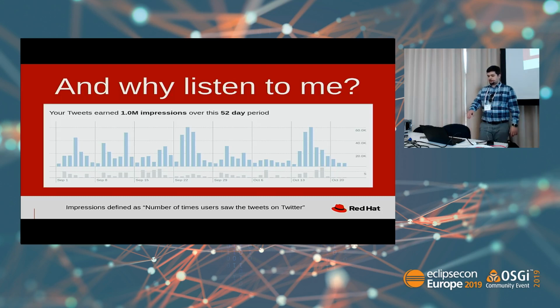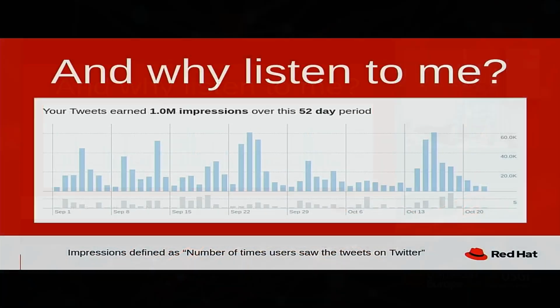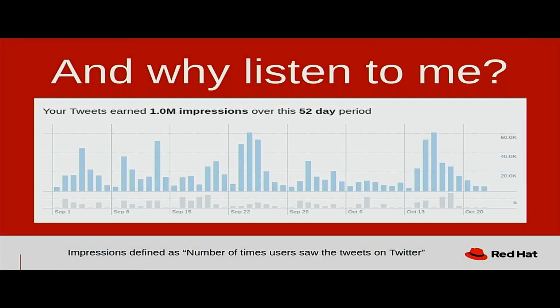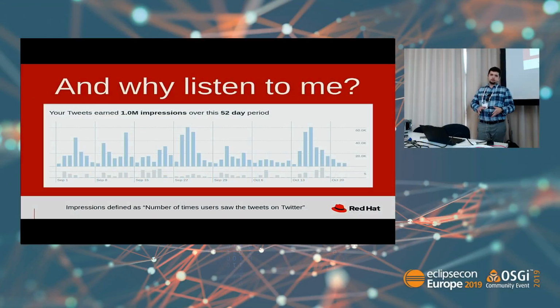This is a chart that I picked from September 1st to more or less today. Well, not today, but a couple of days ago when I took the screenshot. This is from Twitter analytics, which are pretty good analytics, and it says there have been 1 million impressions over a 50-day period. So this is what we get right now with a Twitter account. Every month, month and a half, we get around 1 million impressions.